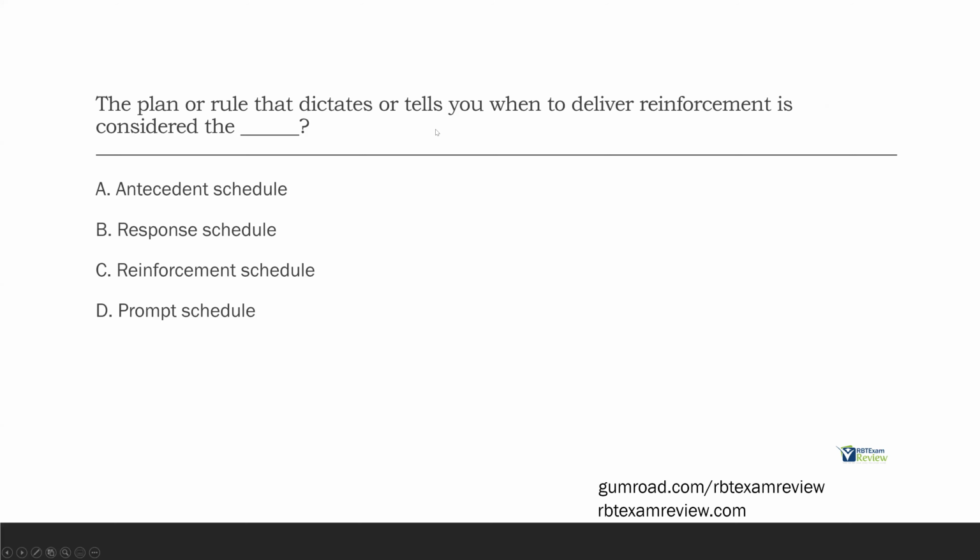So when we have a plan or rule that tells you when to deliver reinforcement, what is that considered? Is that an antecedent schedule? Well, we don't really have an antecedent schedule, nor do we have a response schedule, but we do have a reinforcement schedule. The reinforcement schedule is going to tell you when to deliver reinforcement. If I have an FR3 schedule, I know every 3 responses I'm reinforcing. If I have a VI 5-minute schedule, I know on average I'm delivering reinforcement every 5 minutes.